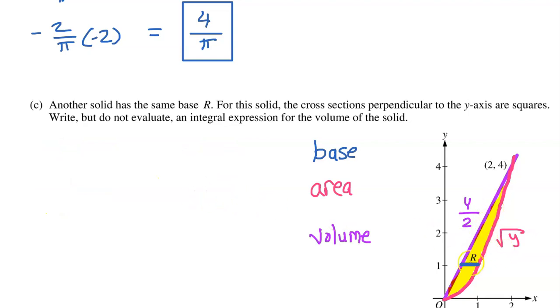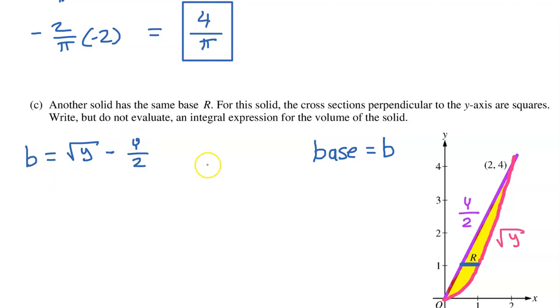In order to find the volume of the solid, we are going to do the three-step process that I mentioned earlier. Step 1 is to find the length of the base of a single slice. So the length of this blue segment. Notice how it runs from left to right. So I can find the length of this segment by subtracting the right function minus the left function. So I can do the square root of y minus y over 2. So that's it for step 1. This is an expression for the length of a single slice.